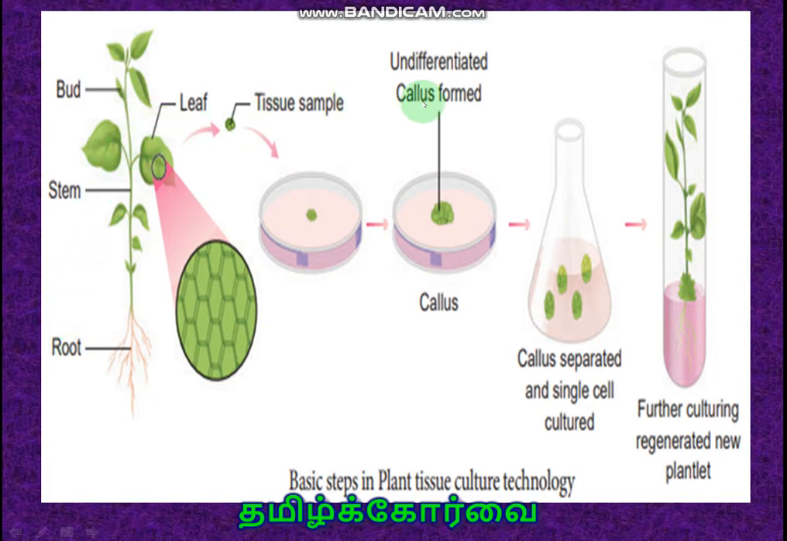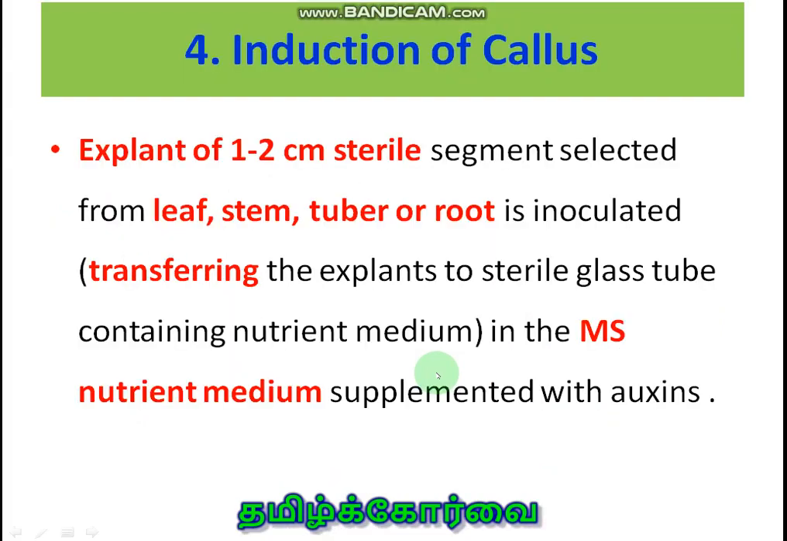And this is the outline of plant tissue culture. So this is the plant. Any part can be used as an explant. Here the leaf is given. The tissue from the leaf can be inoculated in the nutrient medium. Then the cells start dividing and produce an undifferentiated, unorganized mass of tissue that is called callus. Then the callus is separated and broken down, and each cell develops into an entire plant. So this is the outline of plant tissue culture.